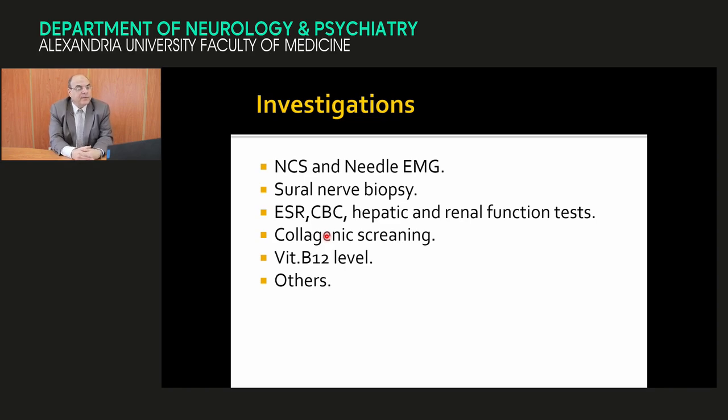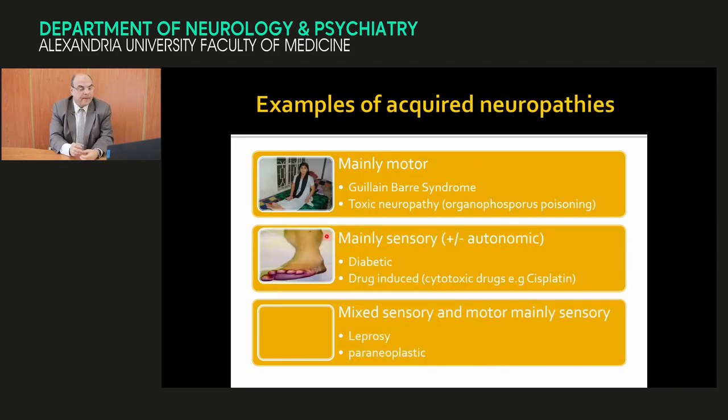The rest of the diagnosis will depend on the investigation. We have to do nerve conduction studies, needle EMG. Sometimes we need to do a sural nerve biopsy. Laboratory investigation including ESR, C-reactive protein, CBC, hepatic and renal function tests, thyroid function tests, vitamin B12 levels, screening for cholesterol, screening for tumor markers, and other tests according to what you are suspecting.